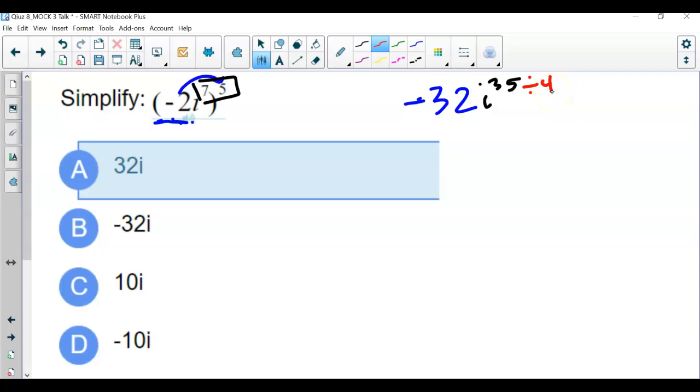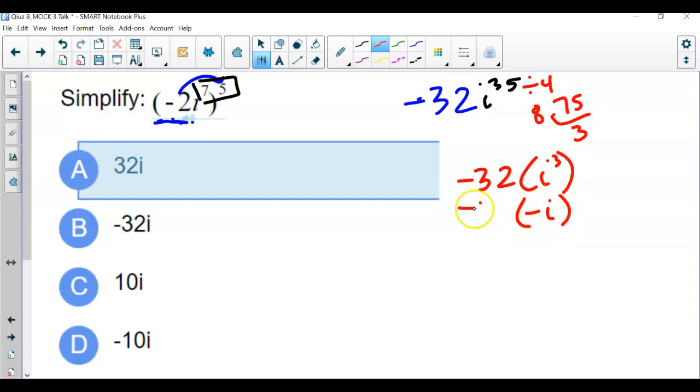So when you divide by 4, you end up with 8.75, which again is 3/4. -32 times i to the 3rd. i to the 3rd is always negative i. 2 negatives when multiplied make a positive. That's why the answer was positive 32i and not negative 32i.